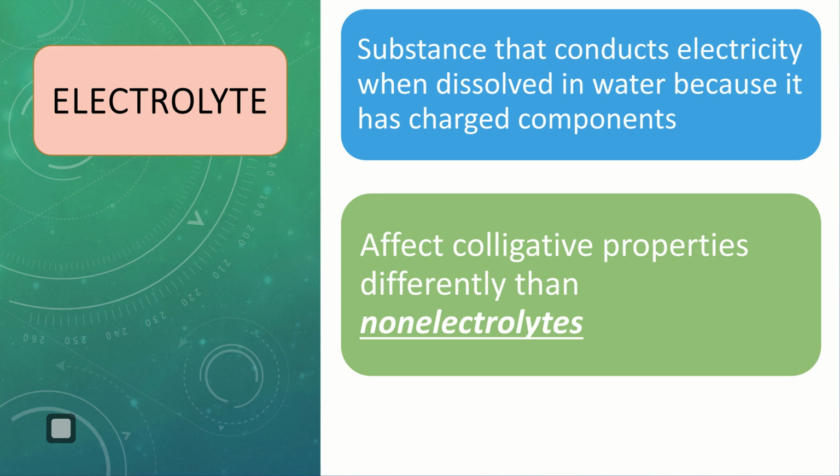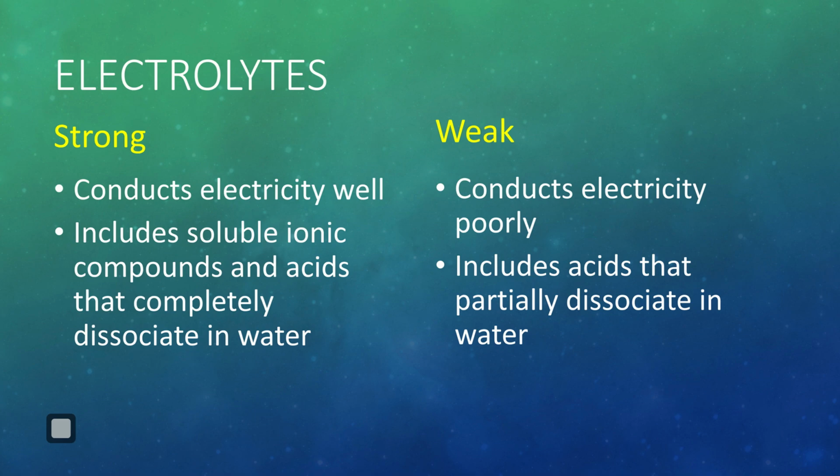These will affect colligative properties more than non-electrolytes do because of the way that they separate out. Colligative properties depend on how many total particles there are in a solution. So if I'm separating out the particles, that means I'm getting two particles instead of just one when it's dissolved.